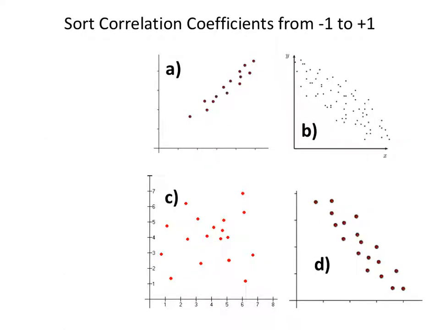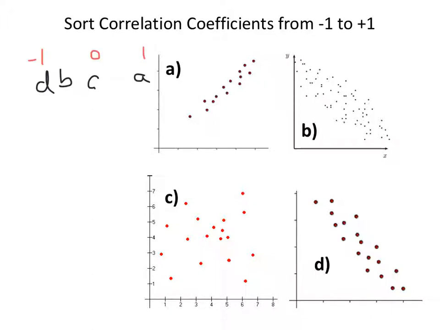So here we have 4 scatter plots with varying ranges of correlation, and I would like you to rank them from a -1 correlation to a +1 correlation. Where would they fall? What order would they be? Remember, if it's negative, that means your slope is negative. If it's positive, that means your slope is positive. The closer to 1 or -1 means the better, more linear they are. The closer to 0 means the more cloud-like or less linear they are. So go ahead and pause the video and rank these in order of their correlation coefficient.